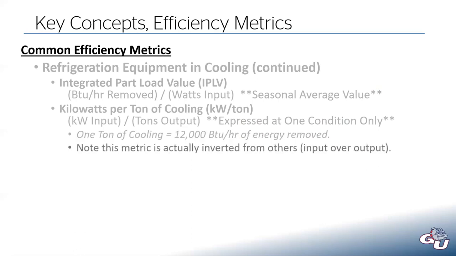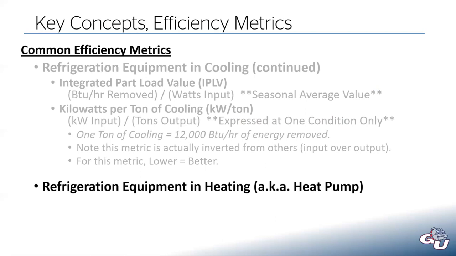And what's odd about this metric is it's actually inverted from the others. So this one is input over output, as opposed to output over input, like all of the other ones. And so what that means is that that kW per ton metric, lower, is actually better.